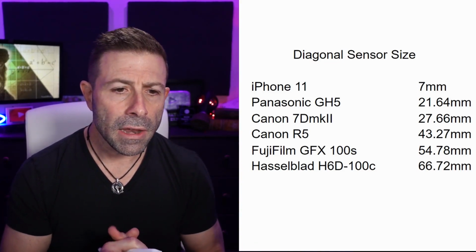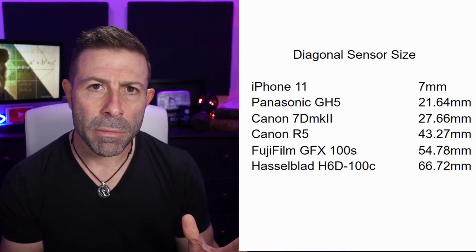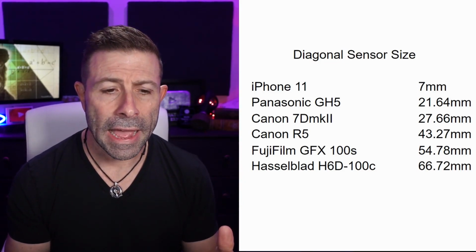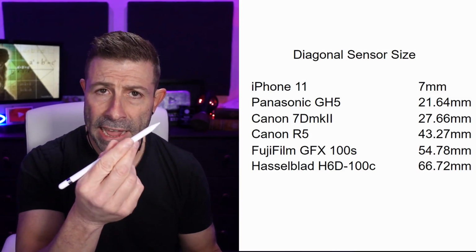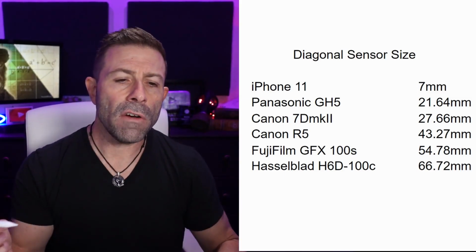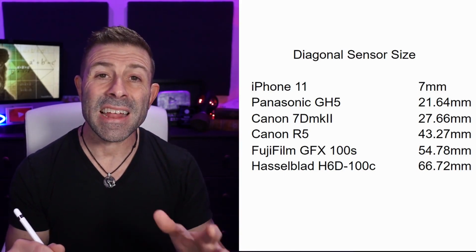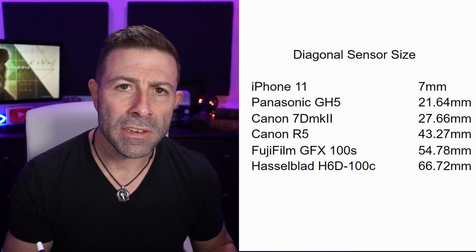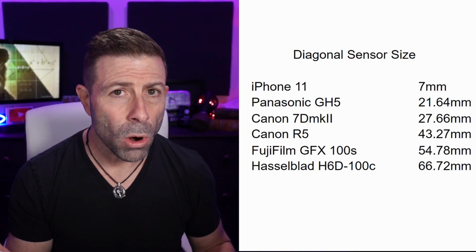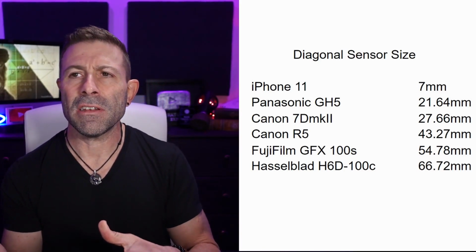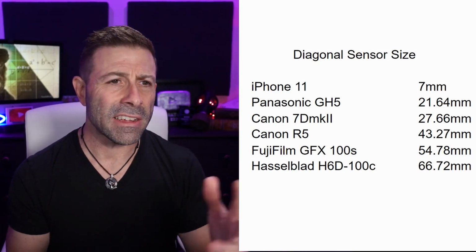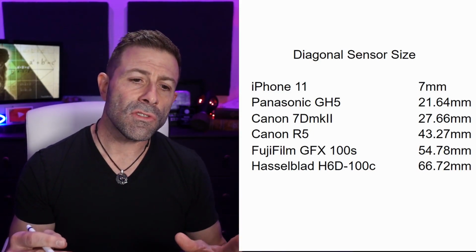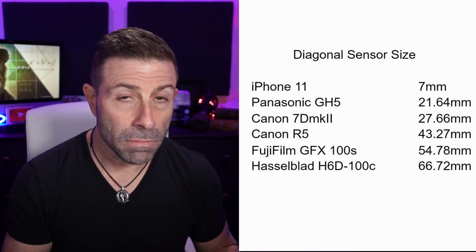43.27. Now, when you look at an APS-C camera, like for example a 7D Mark II or something like that, it is going to have a magic number, or a diagonal, a hypotenuse of that sensor, of 27.66. If you look at a Panasonic GH5, for example, that is a micro four thirds, it's 21.64. And finally, that iPhone 11 or an XR or an X or an XS Max, whatever, those sensors are coming in at 7 millimeters. That is 7 millimeters, all right? So you could imagine, just think guys, 7 millimeters, all right?